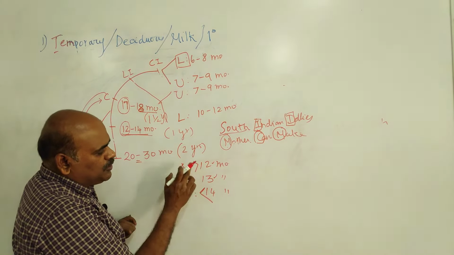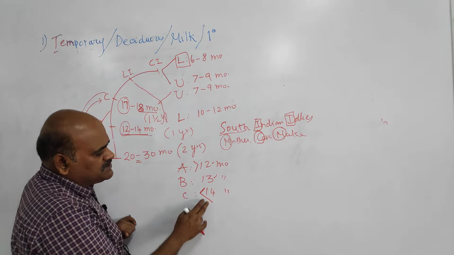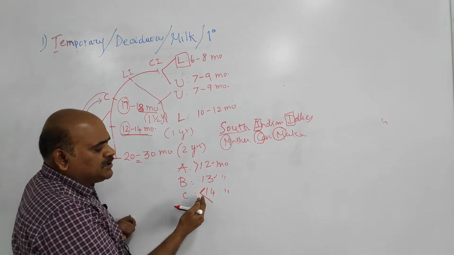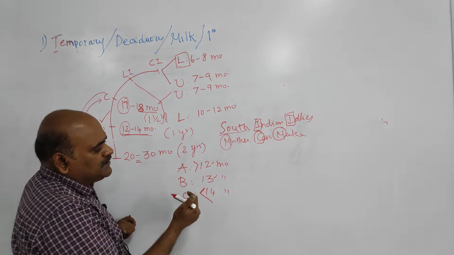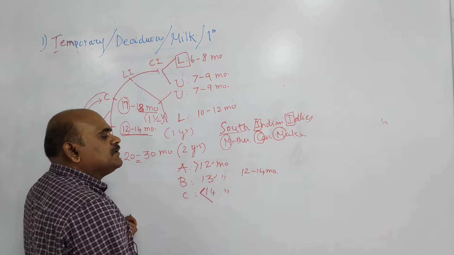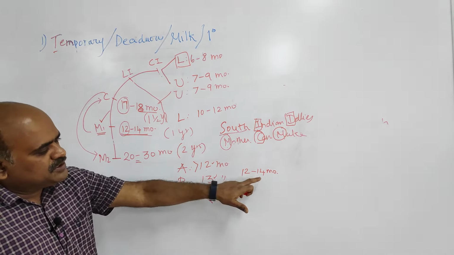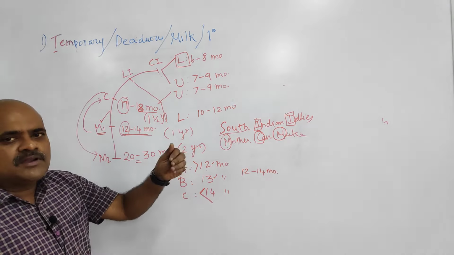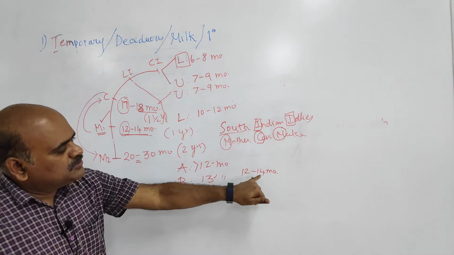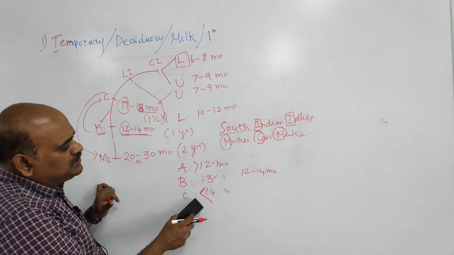Even if it is erupted in one quadrant, more than 12 months, not erupted in any of the quadrants, less than 14 months. Suppose some quadrant erupted, some quadrant not erupted. Erupted in the lower jaw, upper jaw not yet erupted. Then age can be kept between 12 to 14 months. I hope that is above 12 months, less than 14 months, if erupted in 1 or 2 or 3 quadrants, but not in all quadrants. In that situation, more than 12 months, less than 14 months, we can keep as the age. We should know this basic principle.